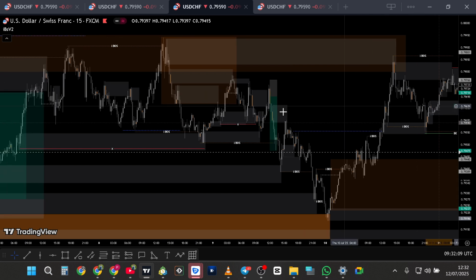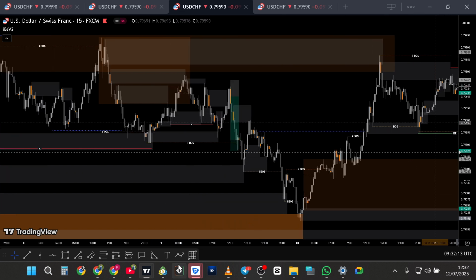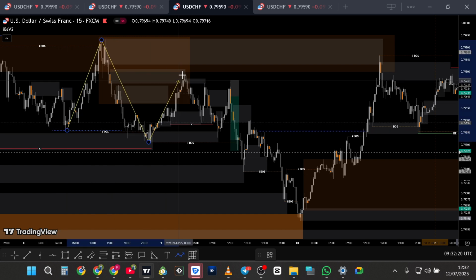Let me try and start off with the internal structure. Okay, so we had this low that broke that high, and then price came and changed direction right there. So when it came to that point, this was on Wednesday, we see very well that we had a change of character there.